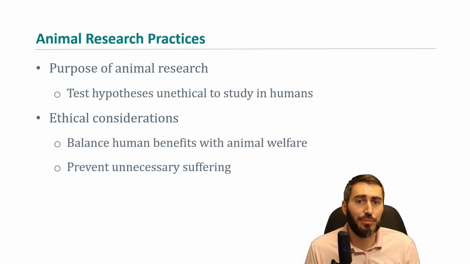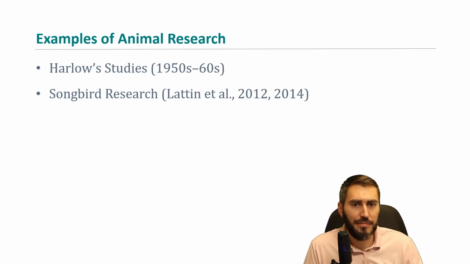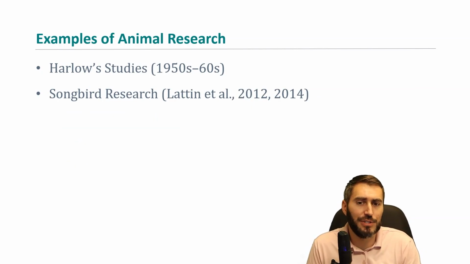We want to try to prevent as much unnecessary suffering as possible and minimize that harm as much as we can in these research practices. And like I said, there are actually more trained and more strict review boards that review animal research than for human research. And so there's two studies, or two components of animal research, that I'll use as examples here to highlight this.